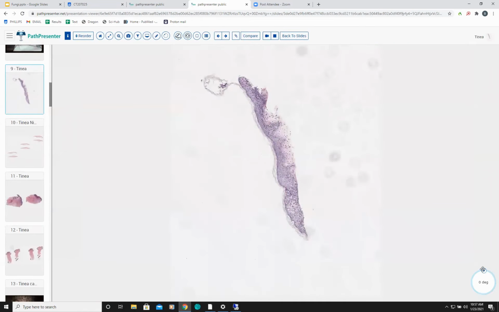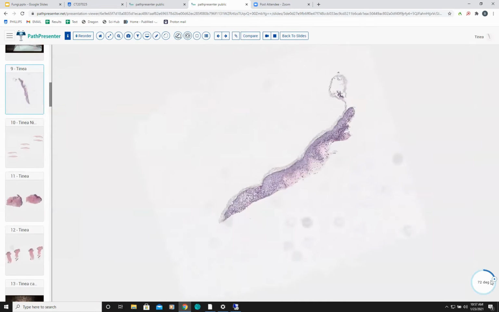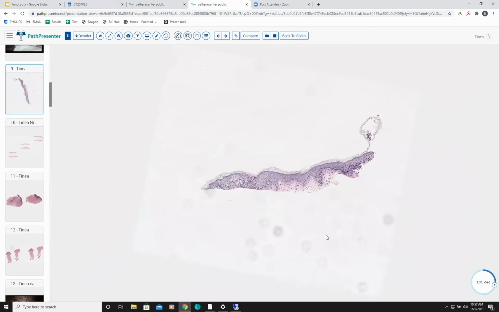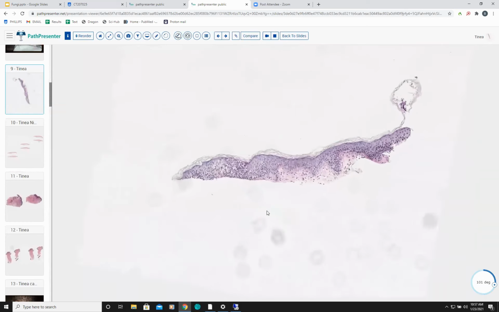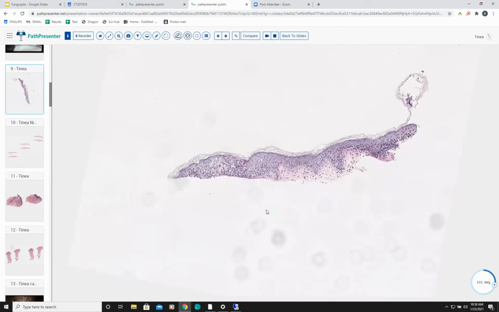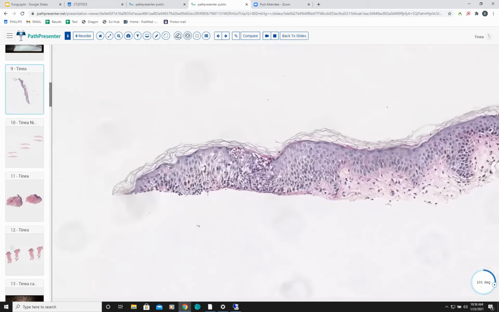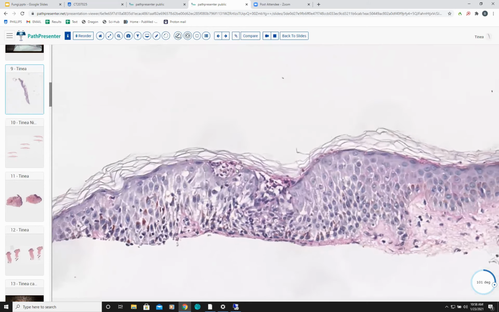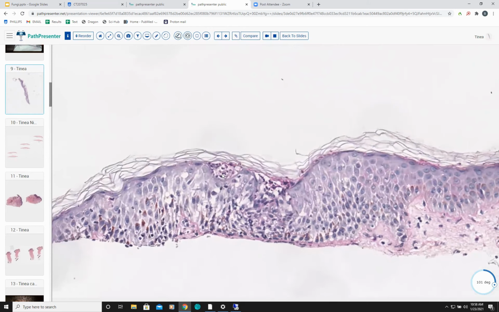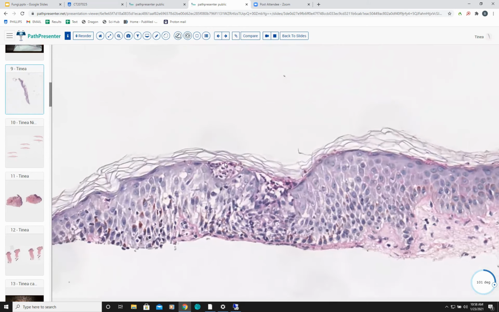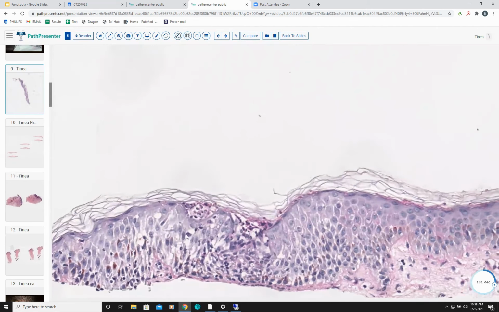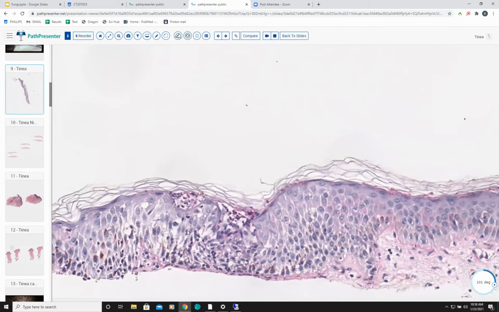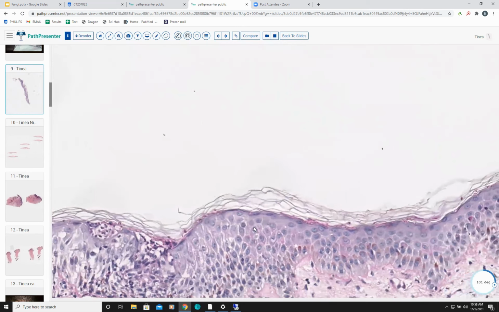Okay, so now let's look at something much more common. This is a shave biopsy, and at first blush it's almost normal epidermis, normal stratum corneum, but you can see there's some spongiosis, some subcorneal pustule formation. And with subcorneal pustule formation, think pustular psoriasis, AGEP, pustular hypersensitivity, IgA pemphigus, but also always think of fungus.